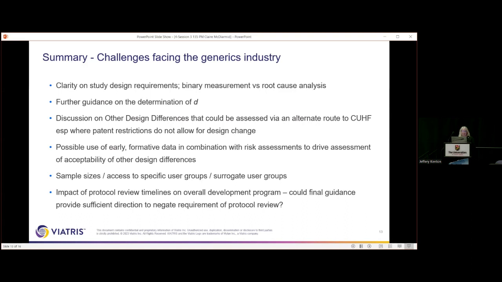Finally, the impact of protocol review timelines on the overall development program and this iterative discussion that we need to have with the agency. Whilst it's welcomed by industry, it would be really beneficial if we can slim that down somewhat through final guidance, providing further direction and ensuring that we spend our time talking about the key scientific elements of the protocol as we move into further understanding of other design differences.